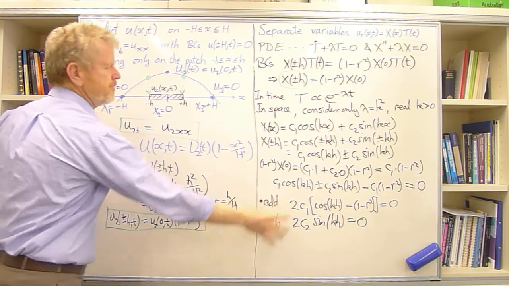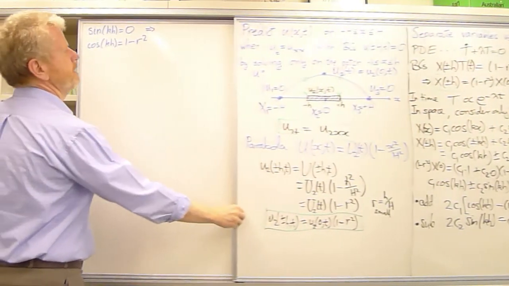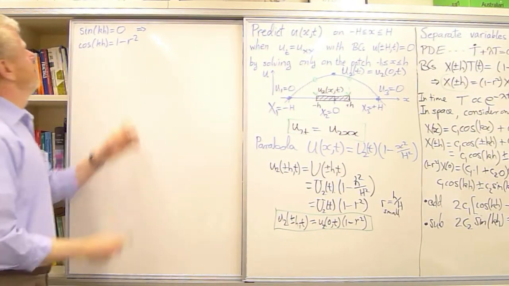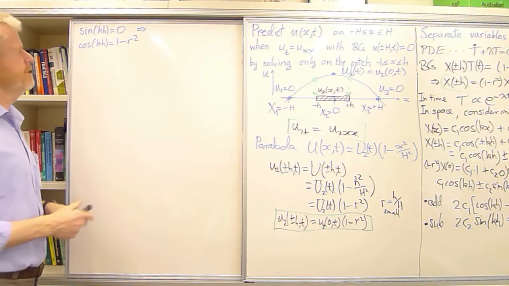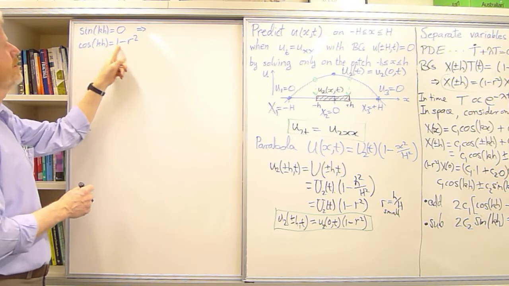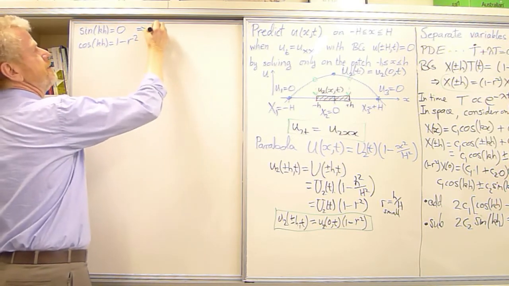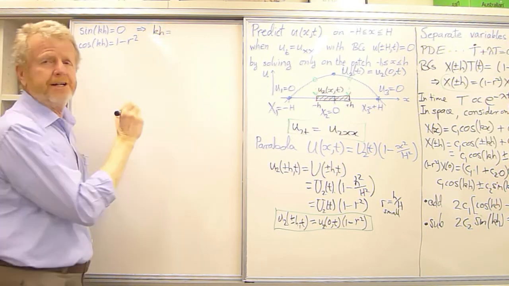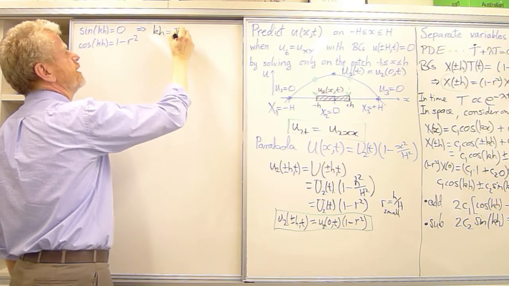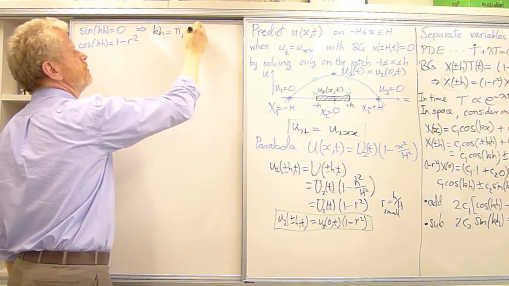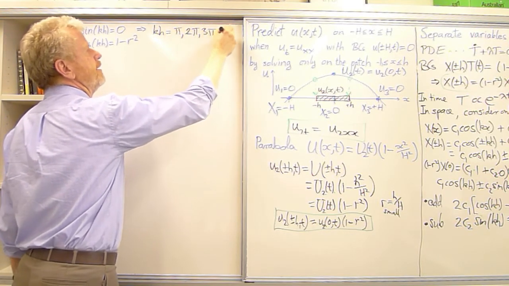So to look for non-trivial solutions, we need sine kh to be 0 and cos kh equal to 1 minus r squared. So sine kh being 0, we know what the solutions of that are. For positive k, it is pi, 2 pi, 3 pi, and so on.